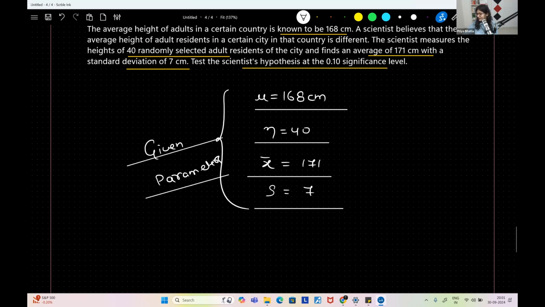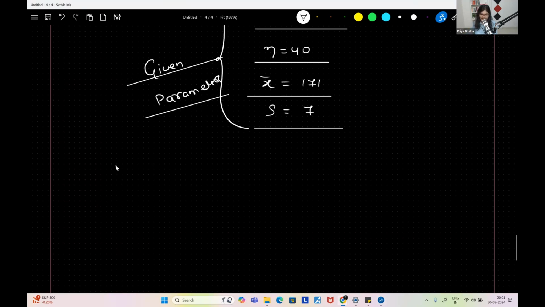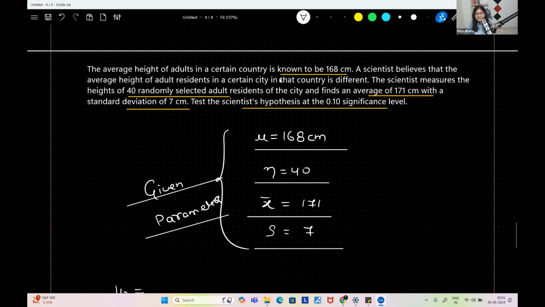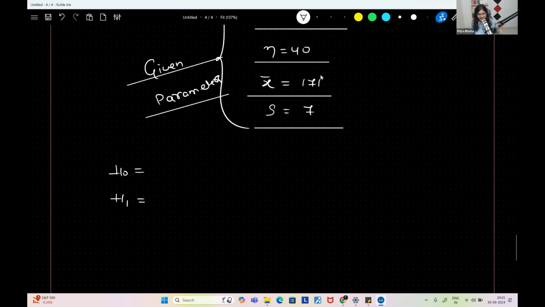Now, in this problem statement, if I ask you what is the null hypothesis and what is the alternate hypothesis, what will be your answer? See this very carefully. We are saying the average height of adults in a certain country is known to be 168 centimeters. This is the thing which we are doubtful about, right? So we are assuming that the null hypothesis is that the average height is equal to 168 centimeters. This is what the null hypothesis says. So if the null hypothesis is this, what is the alternate one?